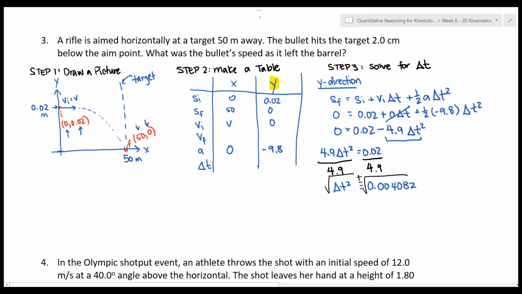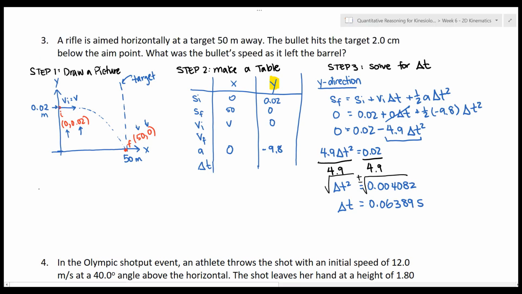With a plus or minus. So when I square root that, I get delta t is equal to 0.0638 seconds. I'm ignoring the minus sign, the plus or minus, because this is time and time can't be negative. All right, so now I know the time. Now I'm going to move on to step 4, which is where I solve for v in the x direction.